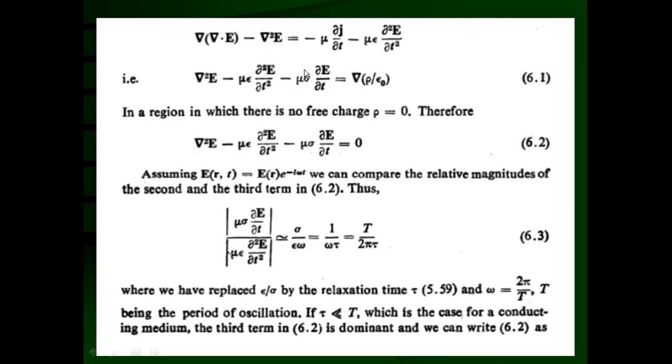Now gathering the differentiation terms of the electric field on one side, we will get del square E becoming positive. Let us make it positive, or you can bring it to this side and it becomes positive.